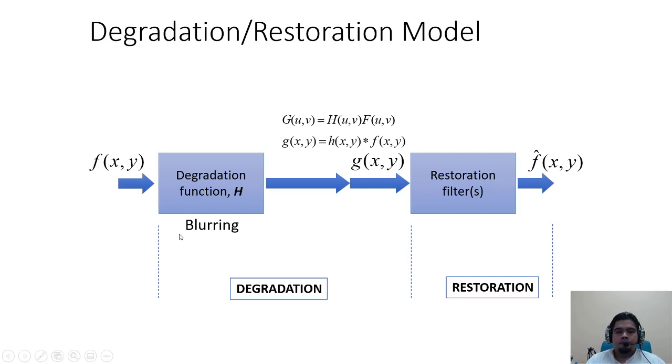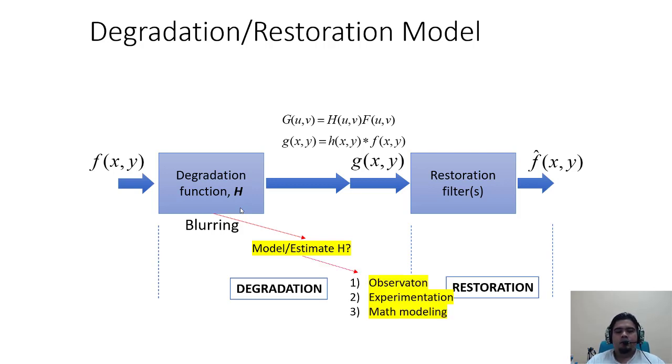So in this condition 2, since we have an image that is affected with a degradation function, our objective is to estimate or model this H. How to model or estimate this H? Later we will discuss. There are three approaches, or three ways, to model or estimate H: the first is observation, the second is experimentation, and the last is using mathematical modeling.